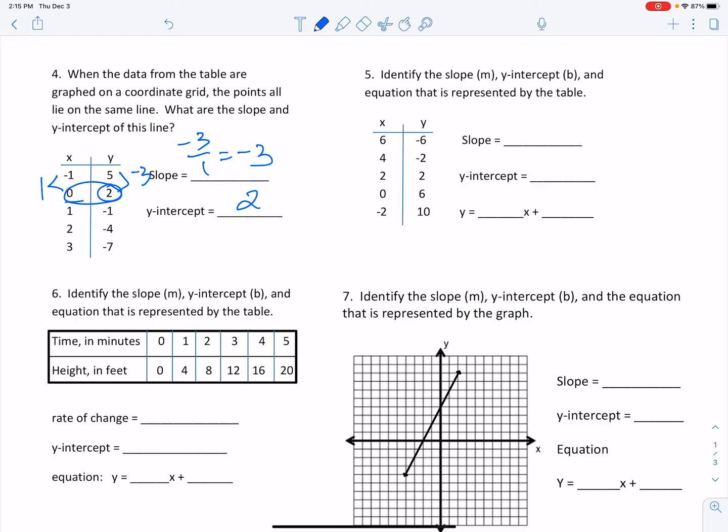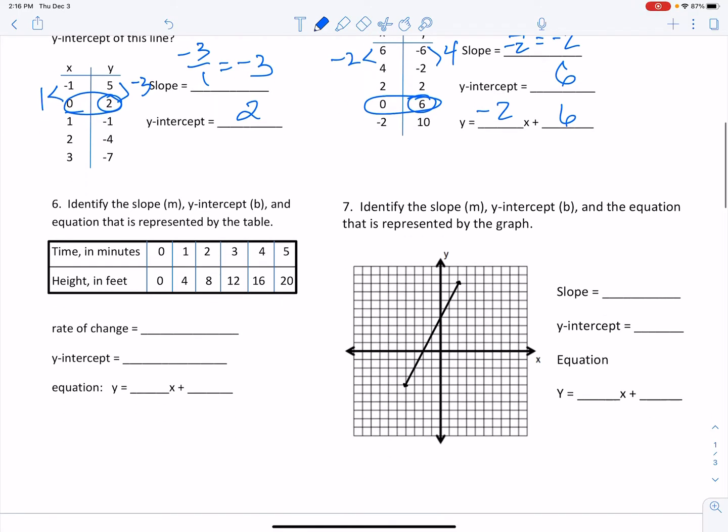Number 5, I'm asking you to do the same thing, but once you find the slope and y-intercept, I'm asking you to plug them into the equation. My pattern on the right-hand side is increase by 4. My pattern on the left-hand side is decrease by 2. So my slope is 4 divided by negative 2, which is just negative 2. And again, our y-intercept is the y value when x is 0, so that's the 6. Now if we plug those values into the formula, we get negative 2x plus 6.